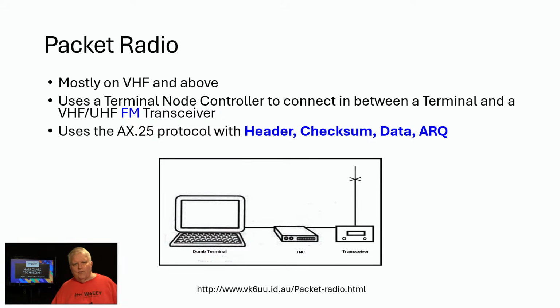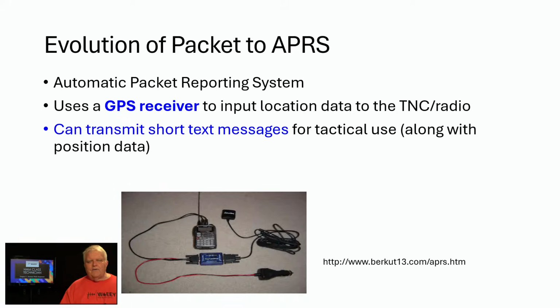X25 was the commercial protocol, and A stands for amateur, so amateur X25. And the packet that we saw earlier had a header and a checksum and the data information, and then the ability to check for errors and make an automatic request. If it was received with errors, send it again. So packet radio evolved eventually to what we know today as the APRS system.